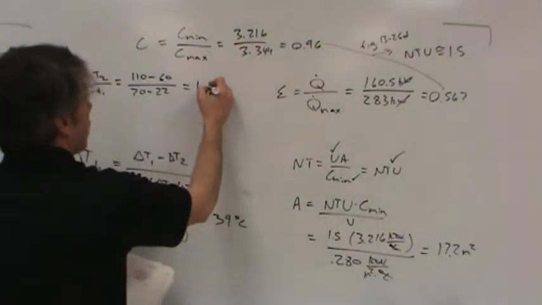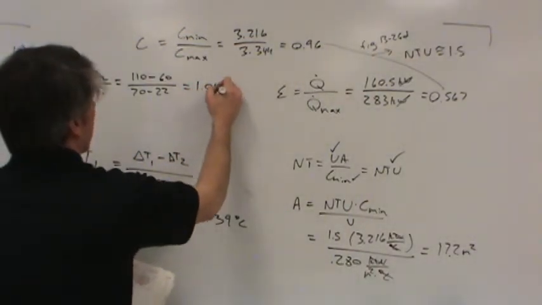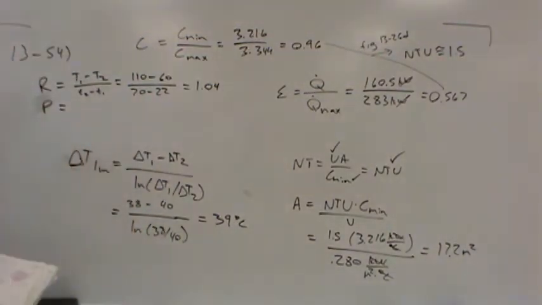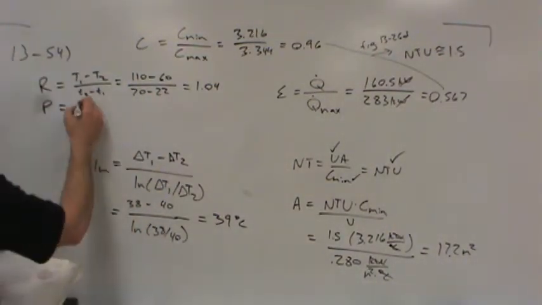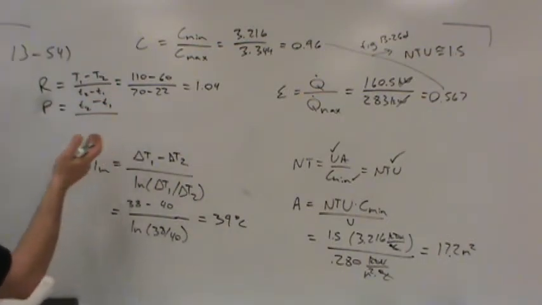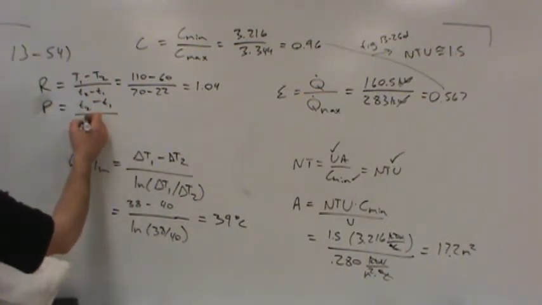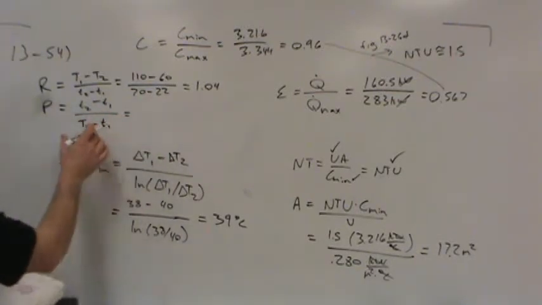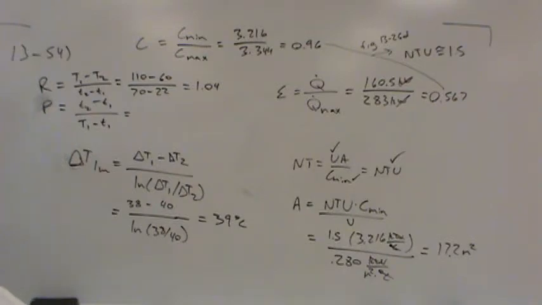1.0416 repeating. 1.04? Yeah. Okay. All right, and then P, little t2 less little t1, that's the temperature change on the cold side, over capital T1 less lowercase t1, which is the overall maximum temperature difference.